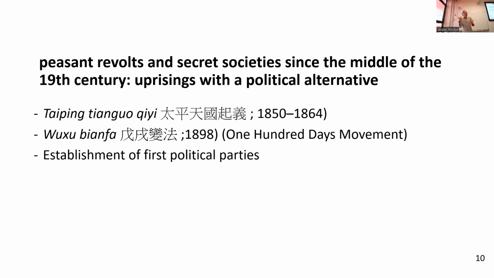a kind of a Christian socialist ideology of redistribution of the wealth from the rich to the poor, equality of man and wife, and things like that. We also have the 100 Days movement, which was a movement inspired also by ideas of a constitutional monarchy. We also have the establishment of the first actual political parties, the first being the Nationalist Party, the Kuomintang, later followed by a series of other political parties, anarchist groups, and so on, who all had a political alternative.